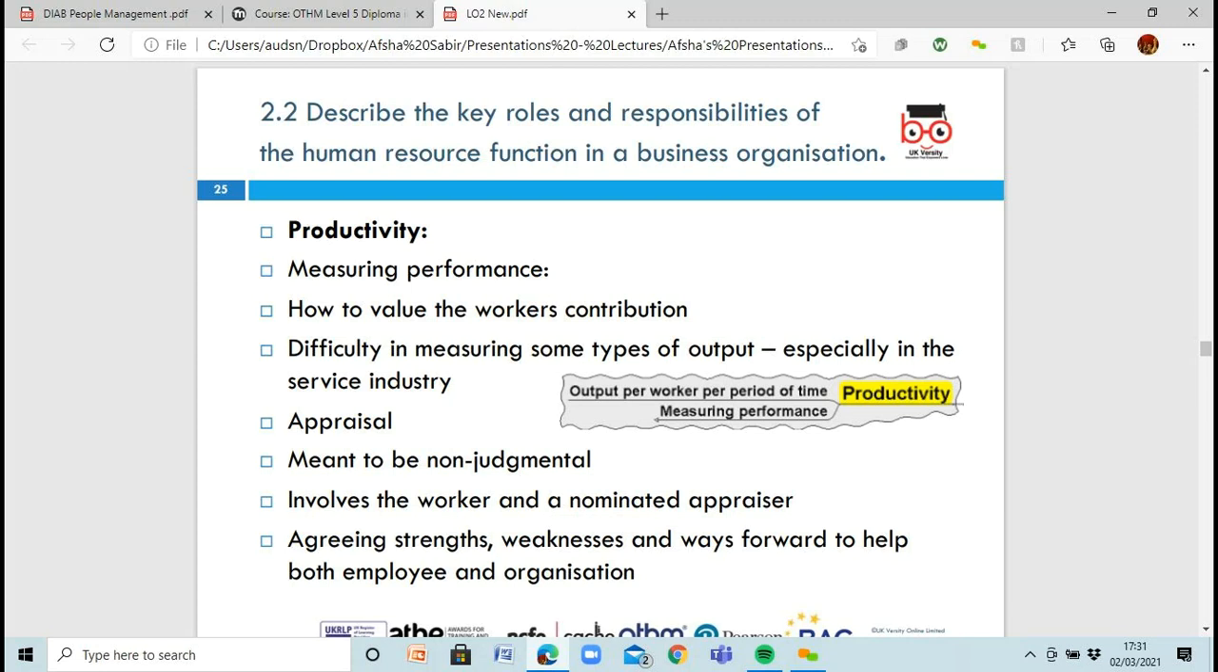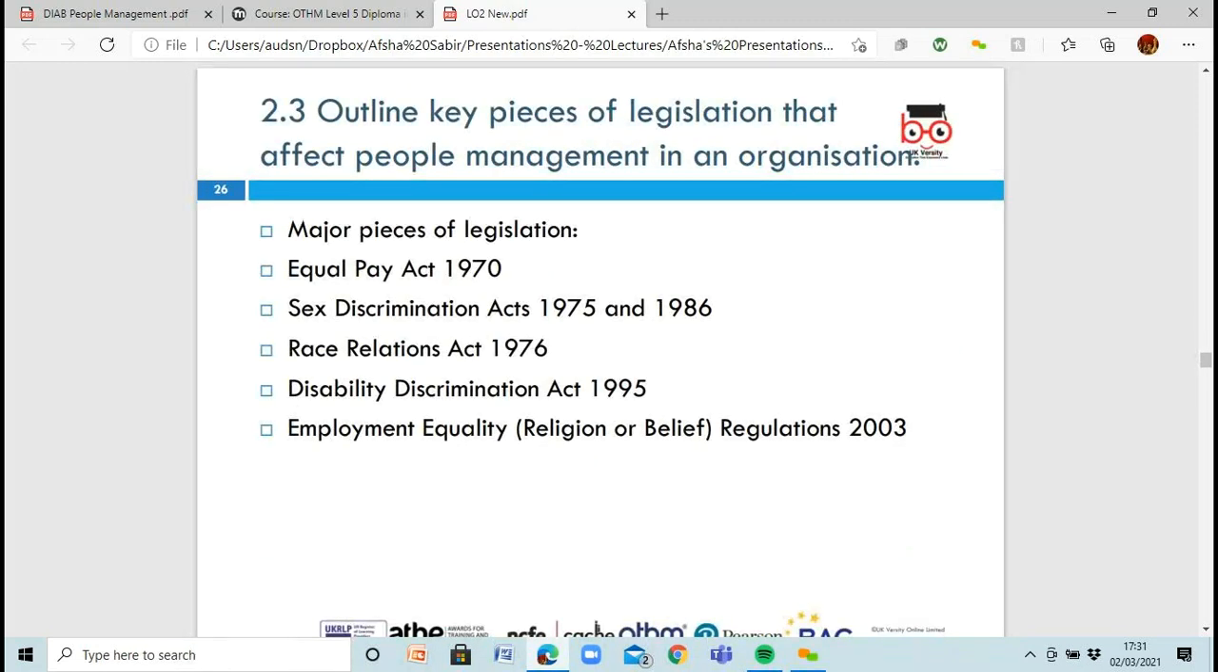So that was 2.2. Now we're just going to have a look at legislation. So outline key pieces of legislation that affect people management in organisations. Now we're going to look at a number of legislations on the following slides, but I've just highlighted a few of them here.